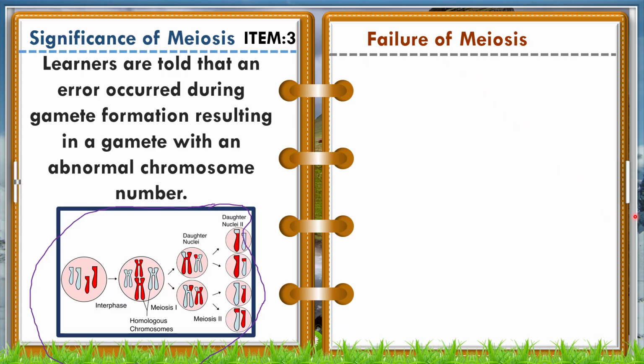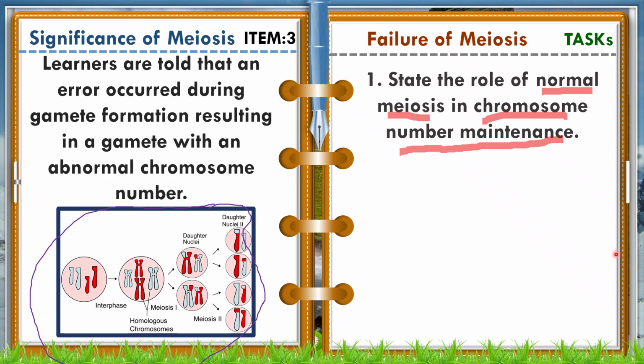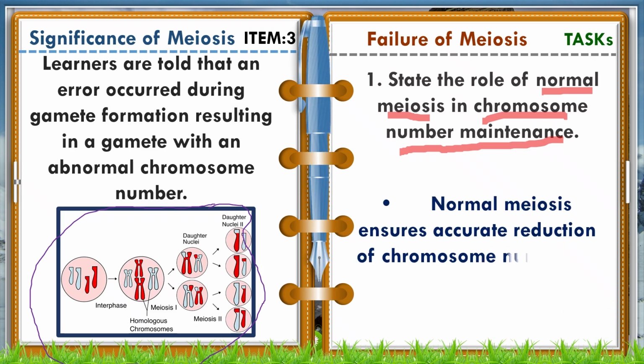Let's look at the tasks. When we look at the tasks, it says: state the role of normal meiosis in chromosome number maintenance. So, normal meiosis ensures accurate reduction of chromosome number by half.